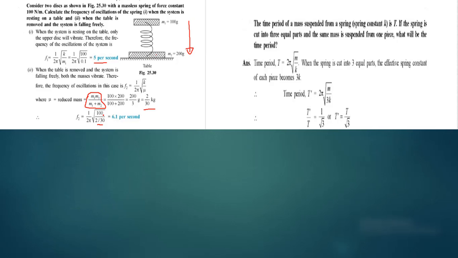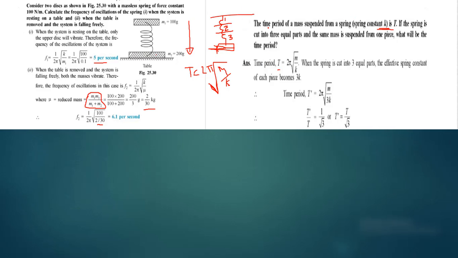So everything is just straightforward. Yes, so we have the last example. The final question is on the time period of a mass suspended from a spring of spring constant k. If the spring is cut into 3 equal parts, and the same mass is suspended from one piece, what will be the time period? So you had a spring, initially with a mass here, which means the time period at that point was T equals 2 pi square root of m over k.